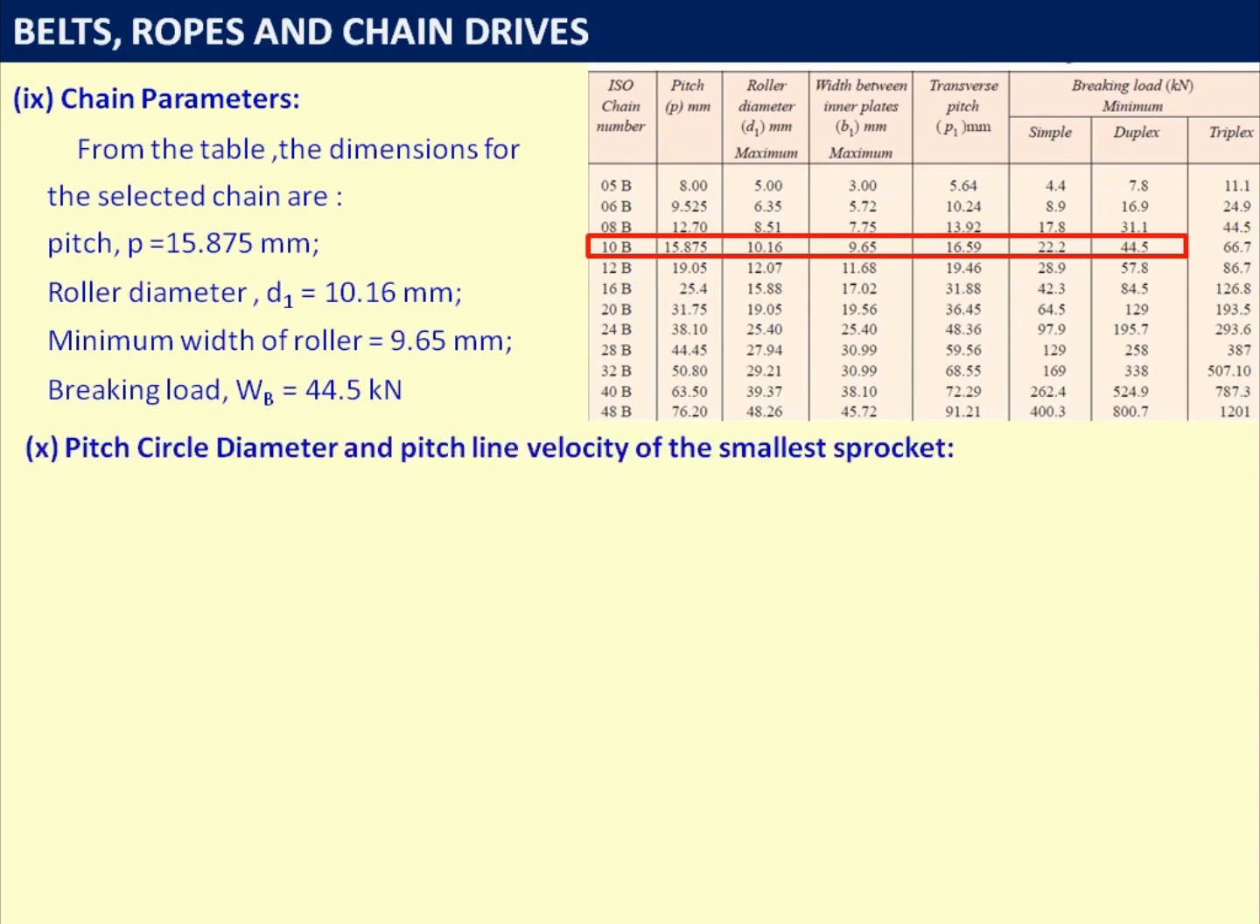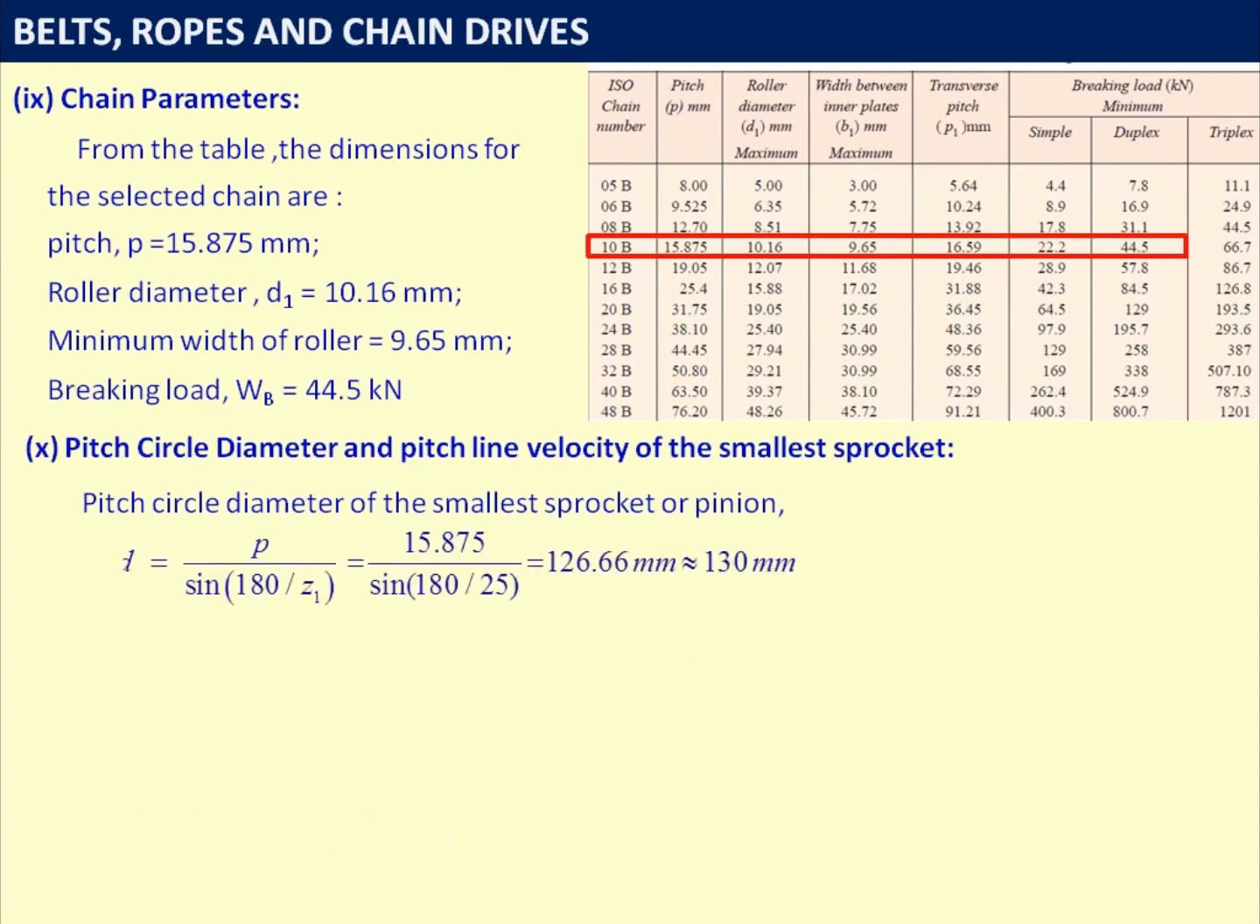Now next, pitch circle diameter and pitch line velocity of the smallest sprocket. The pitch circle diameter of the smallest sprocket or pinion is calculated as small d equal to P upon sine of 180 divided by Z1, where Z1 is the number of teeth on the smallest sprocket or pinion. Substituting the values, we get the pitch circle diameter of the smallest sprocket as 126.66 mm. Let us round it off to the nearest value as 130 mm.